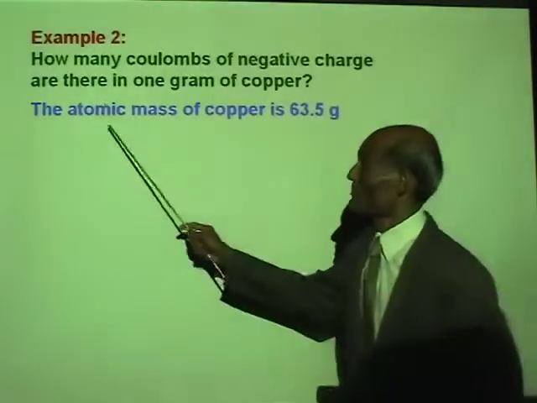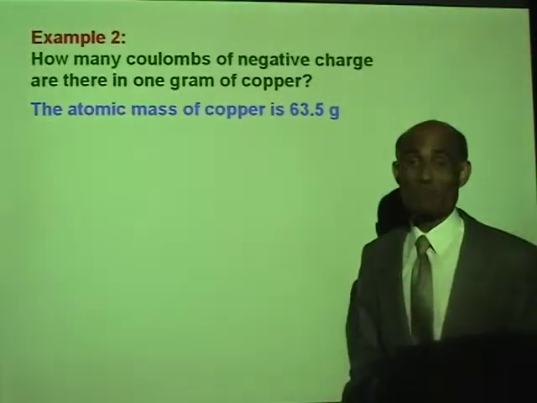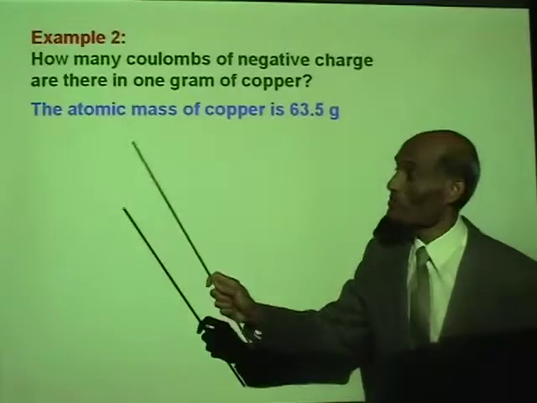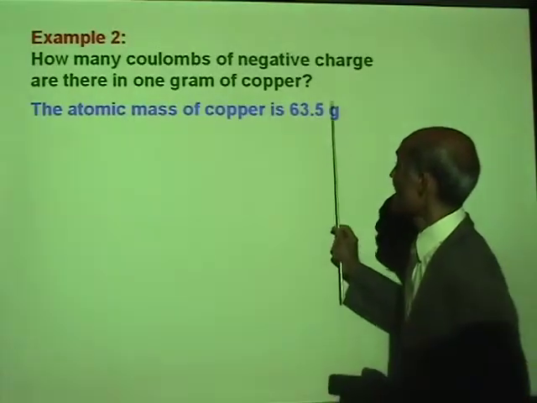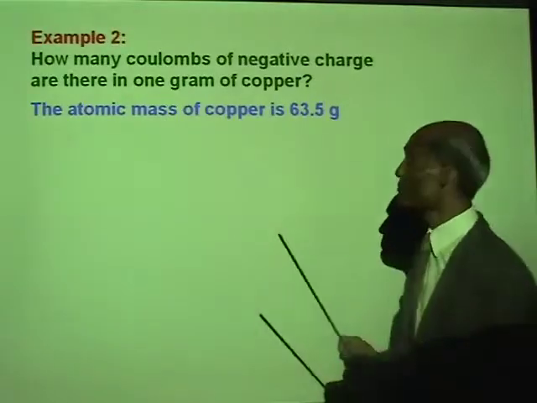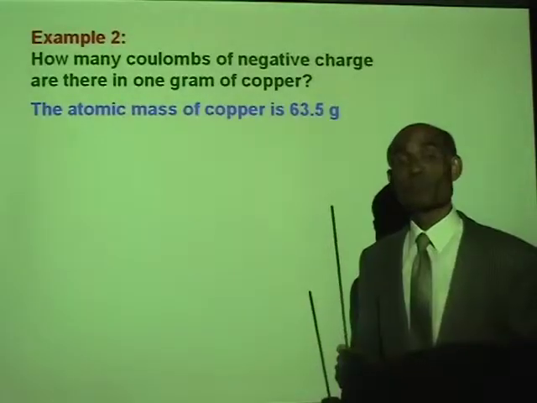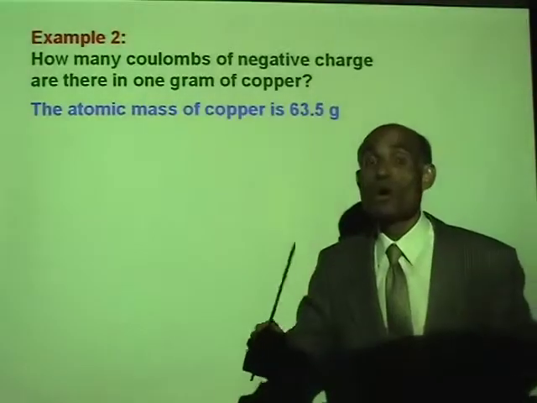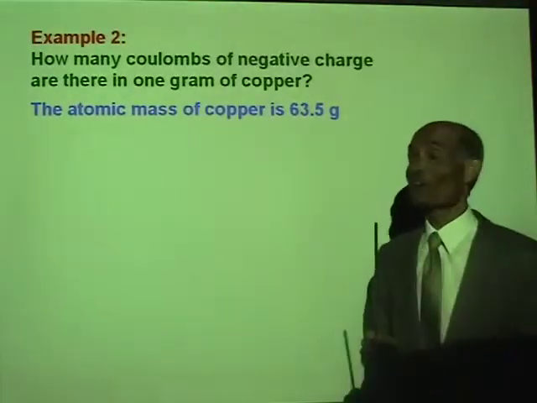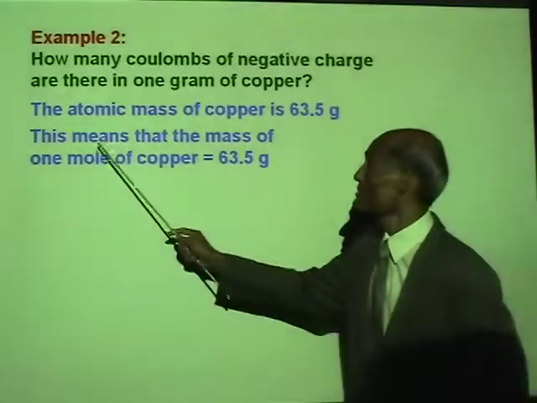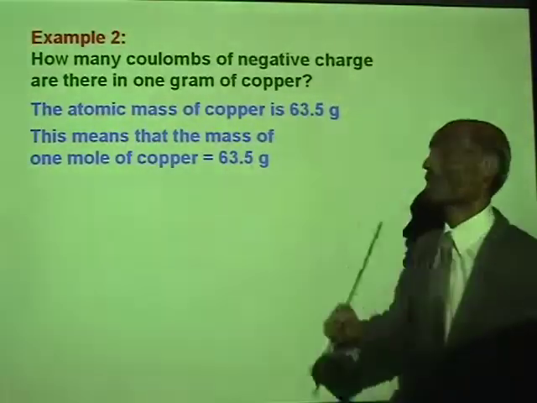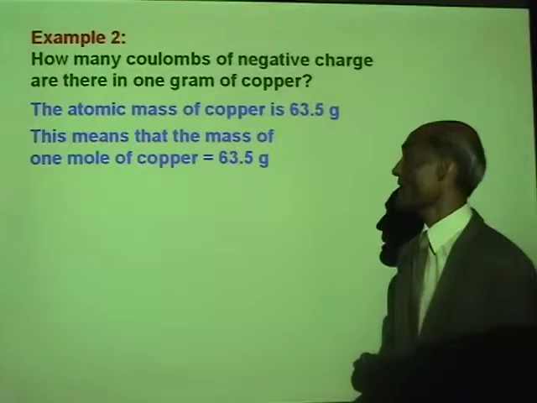Well, first of all, we start with the atomic mass. What is the atomic mass of copper? If you look at the periodic table, you find the atomic mass of copper is 63.5 grams. What does that mean? It means 1 mole of copper has a mass of 63.5 grams.